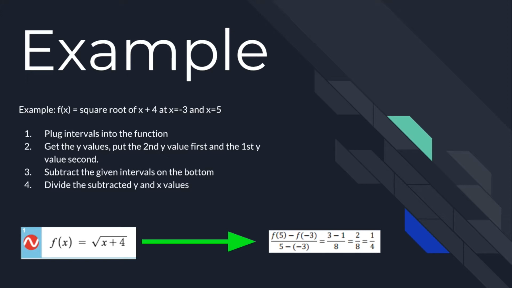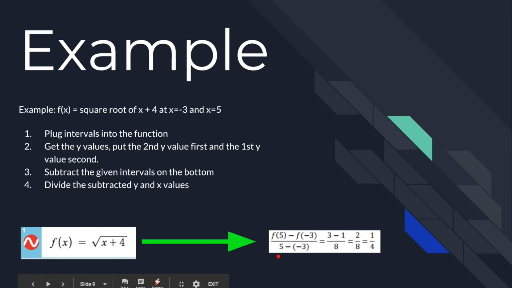Okay, for an example of an algebraic question that you could be given to find the average rate of change, we are going to be using the example right here, f of x equals square root of x plus 4. So first, by plugging the intervals into the function, we will determine the rate of change over the interval -3 and 5 for the function f of x equals square root of x plus 4. In order to solve this, we just plug the intervals into the formula and then we get our answer as described in the previous slide.